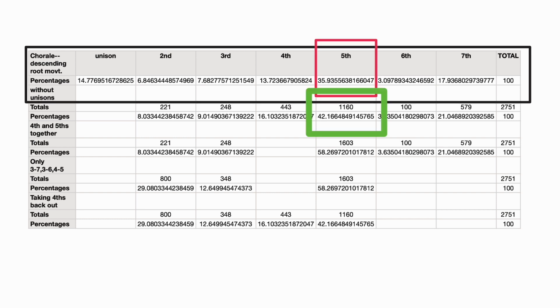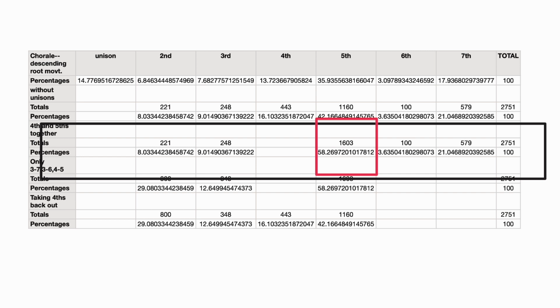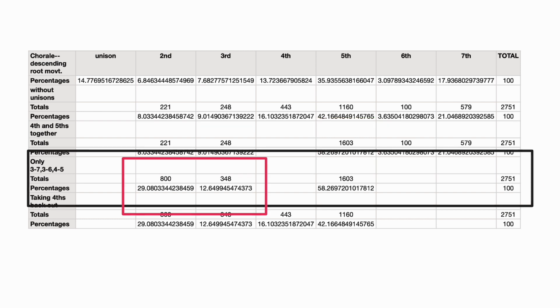If we remove unisons from the mix, root movement by fifths jumps to 42.1%. I had considered adding descending fourths in with descending fifths. If I did so, it would bump descending fifths up to 58.2%. But are thirds and sixths really different? They are in fact just inversions of the same pitches. The same is true of seconds and sevenths, so I tried combining them.